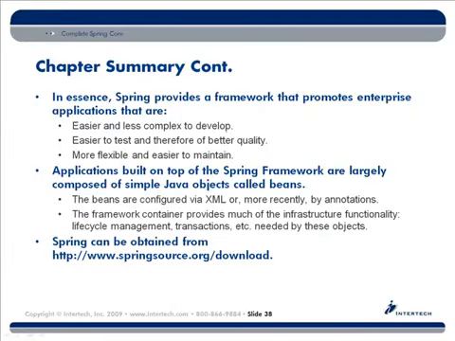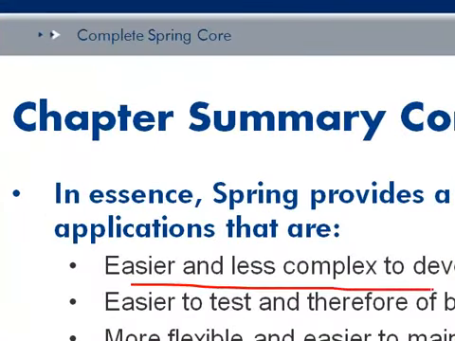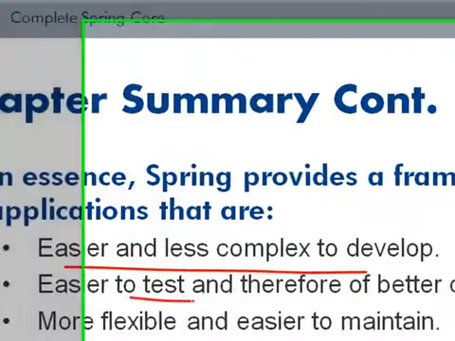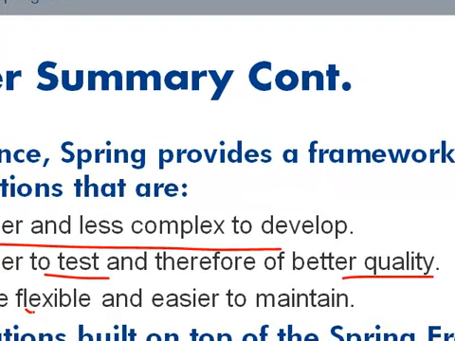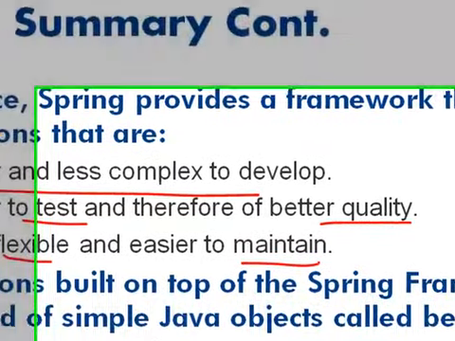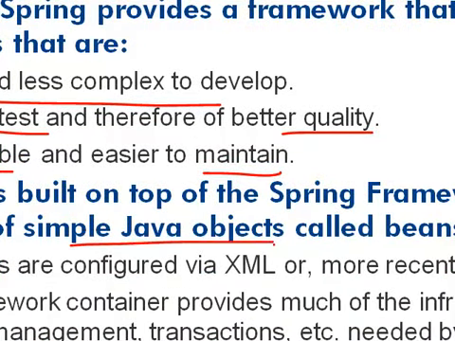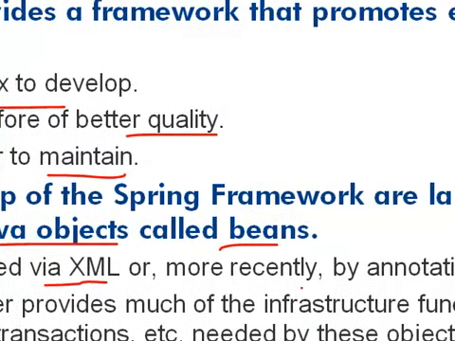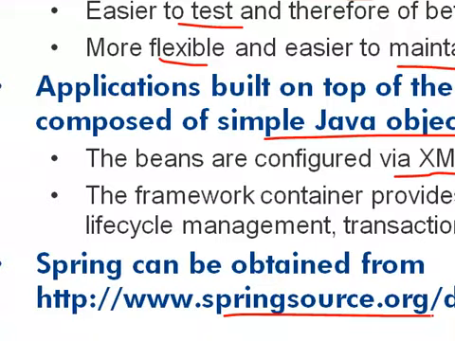Spring Framework also provides and promotes lots of philosophies that boil down to helping make our applications easier and less complex to develop, easier to test and therefore better quality, and more flexible and therefore easier to maintain. And applications built on top of the Spring Framework are usually comprised of just simple plain old Java objects which we call Spring Beans. We configure those via XML or annotations, but the container reads the XML configuration and develops and manages all those beans for us. You can download Spring from springsource.org, and that concludes our chapter.